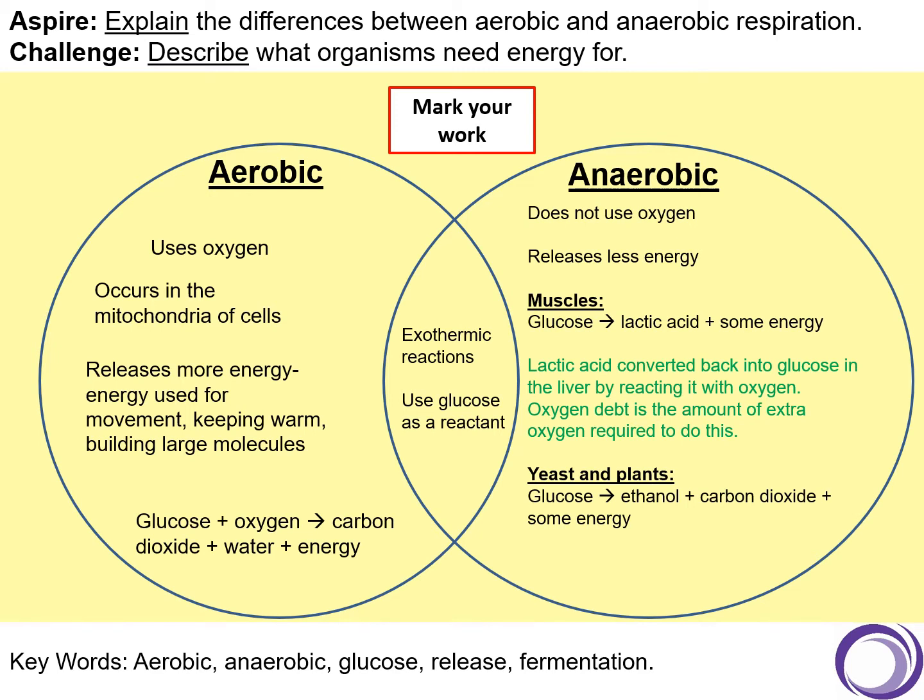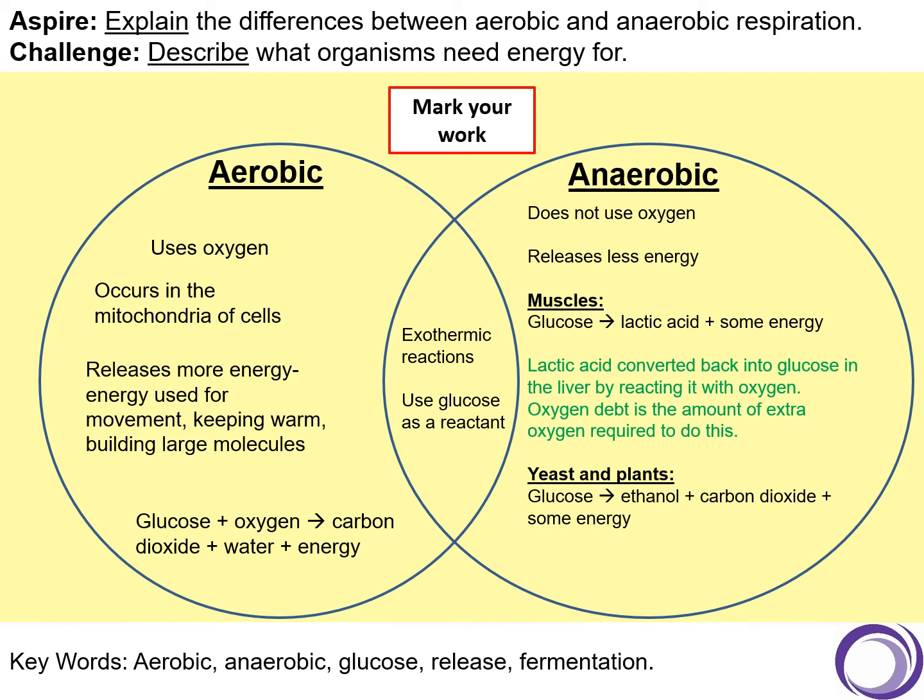The traits that are true to aerobic respiration: it uses oxygen. It occurs in the mitochondria of cells. It releases more energy. So this is energy that's used for movement, for keeping warm, and building large molecules. And the equation for aerobic respiration is glucose plus oxygen gives carbon dioxide plus water plus energy.